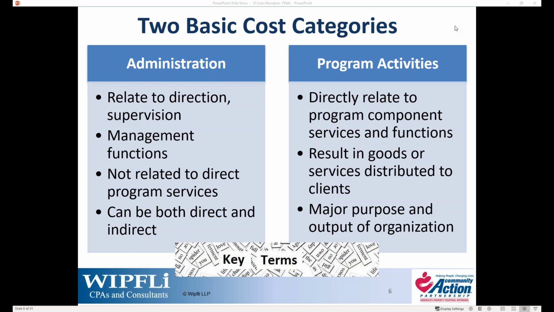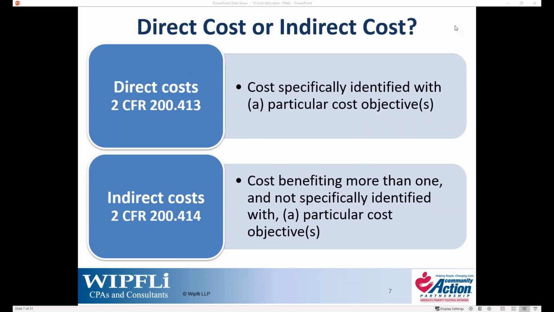Program costs or program activities, they directly relate to program component services and functions. This is what the grant is intended to accomplish. It's the direct service that's being provided. It results in goods or services distributed to clients, and it's the major purpose or output of the organization.